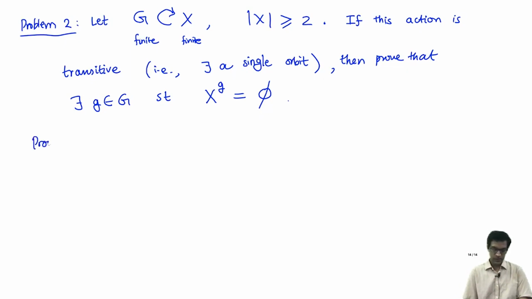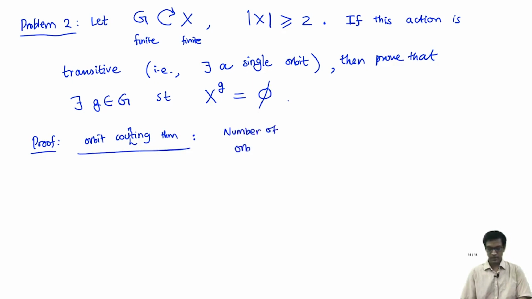Okay, so let's prove this again. And to do this, we'll just use the orbit counting theorem again. Recall the orbit counting theorem, which says that the number of orbits is the same as 1 by the cardinality of the group, summation, the cardinality of the fixed points. Now we have assumed that this is a transitive action, which means there is a single orbit.